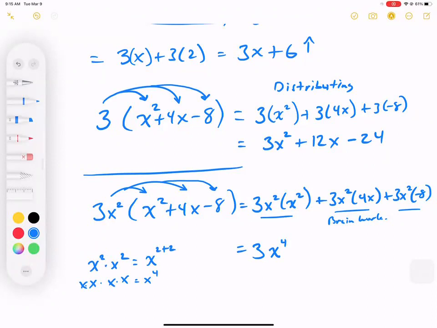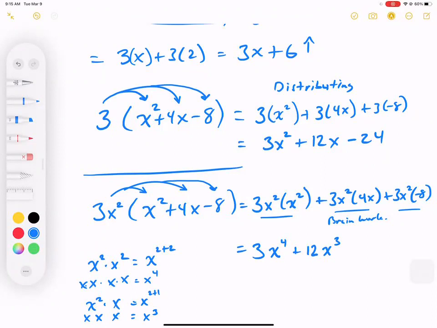Let's look at the next one. We have numbers in front. We have 3 and a 4. 3 times 4 is 12. And x squared times x is x cubed. Let me illustrate that over here. X squared times x is 1, 2, 3. Oh, we have x cubed. Or the short way, 2 plus 1 is 3.